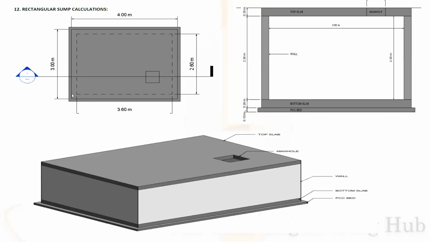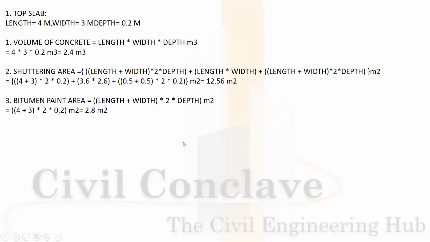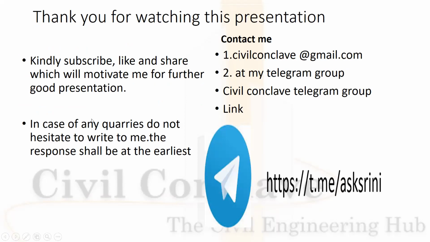Now rectangular sump calculation. See, this is the image of the rectangular sump. This is a 3D image. Length will be 4 meter, width will be 3 meter, depth will be 0.2 meter. So volume of concreting will be 2.4 cubic meter. Shuttering area will be 12.5 square meter. Bitumen paint area will be 2.8 square meter.